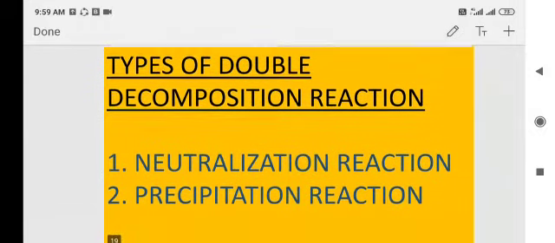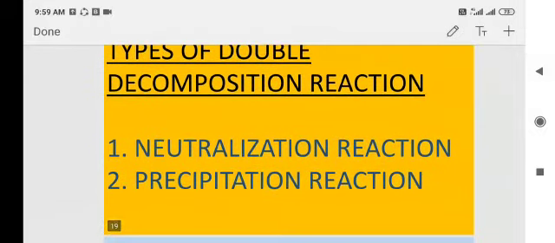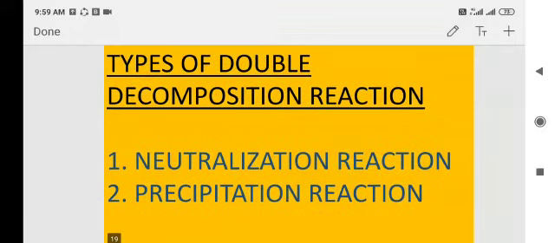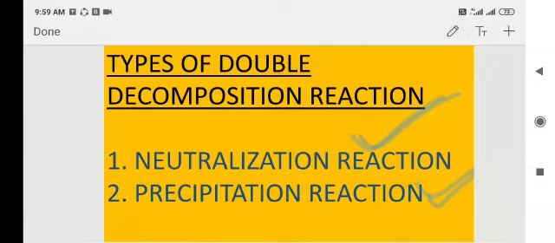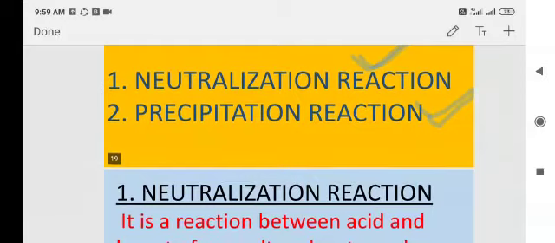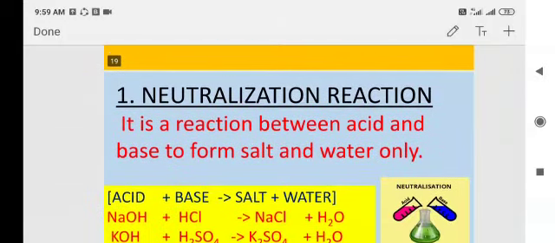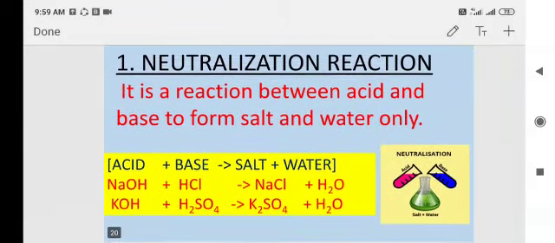Let us see what are the different types of double decomposition reaction. There are mainly two types. The first one is called a neutralization reaction, and the second is called a precipitation reaction. Two types: first neutralization and second precipitation reaction. Let us discuss one by one in detail. The first one, neutralization.